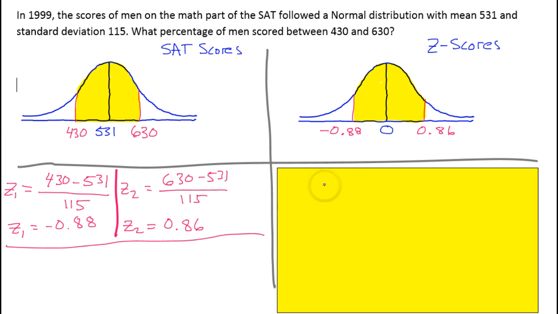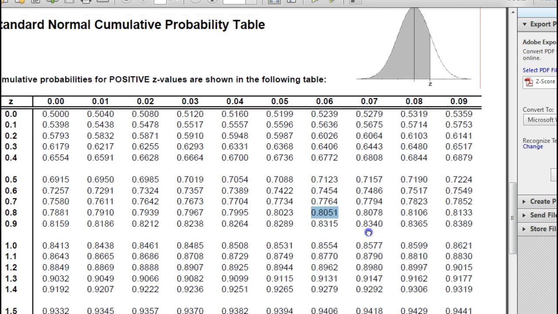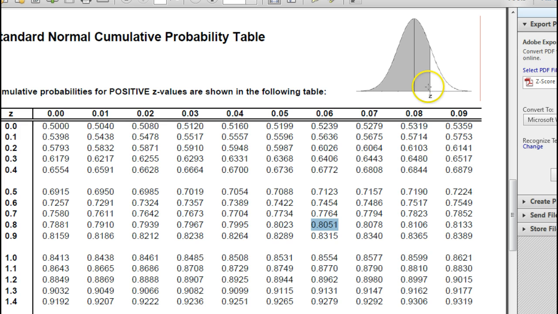So these z-scores go on the graph here and here. So somehow we need to find the percentage of z-scores between these two values. And we're going to use our z-score table for that. Now keep in mind that the z-score table gives you the percentage of data to the left of each z-score. And eventually we can use that information to find the percent of data between the two scores. But first we're going to do to the left.